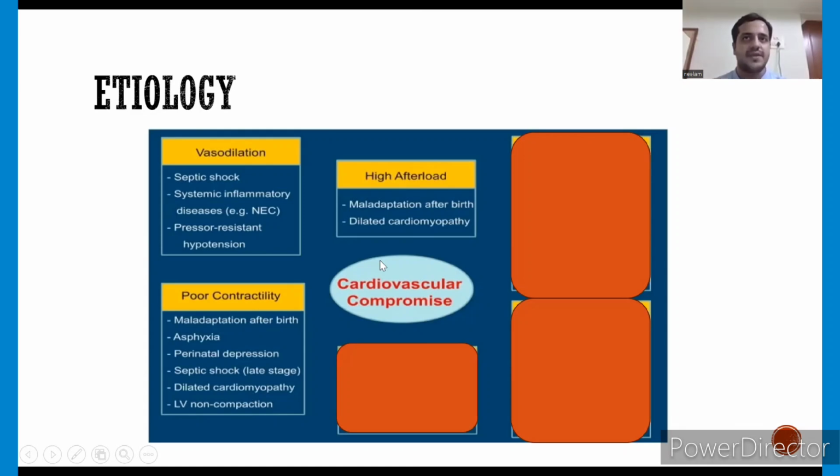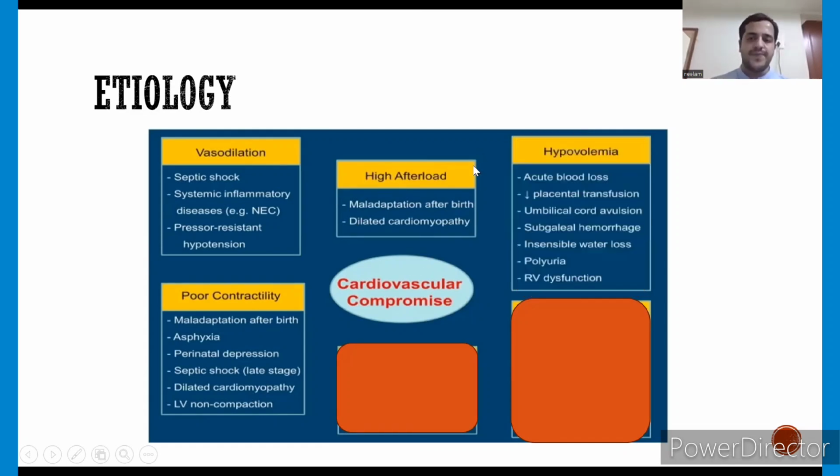What happens is that the placenta, which was a low resistance system, is lost, and now the baby has to pump against the high resistance systemic circulation. So as a result, there will be high afterload, and the heart is not able to cope up with that high afterload. Sometimes because of that, there may be shock. It may be because of hypovolemia. Again, hypovolemia as such is less common in the newborns.